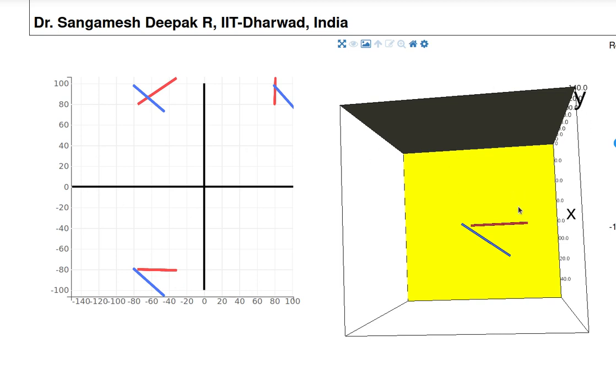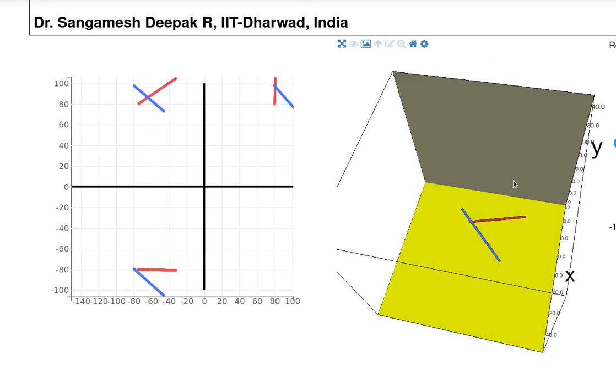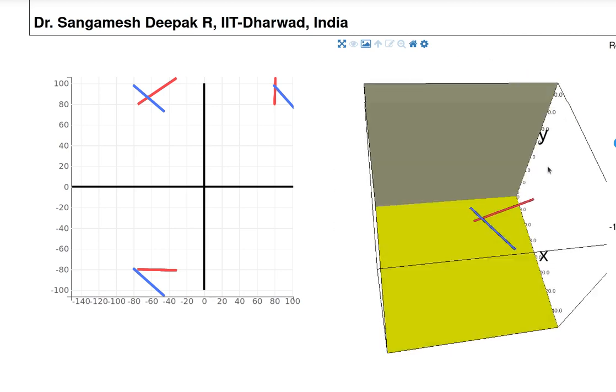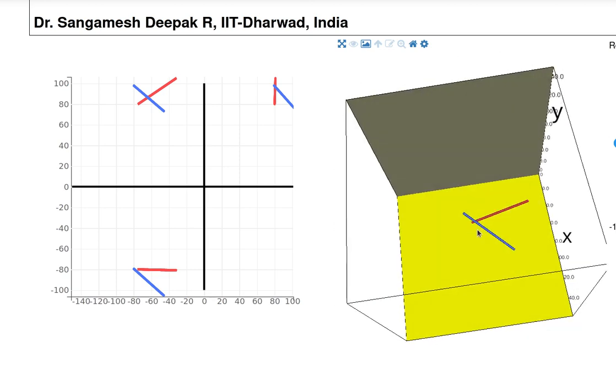Okay, and the next step is, because there is no other way I can make blue also parallel to VP while keeping the relative orientation the same, I will make this red colored line parallel to HP as well. Currently it is parallel to VP. Next I will make it parallel to HP as well. So this is what I'm going to do. Look at the front view.